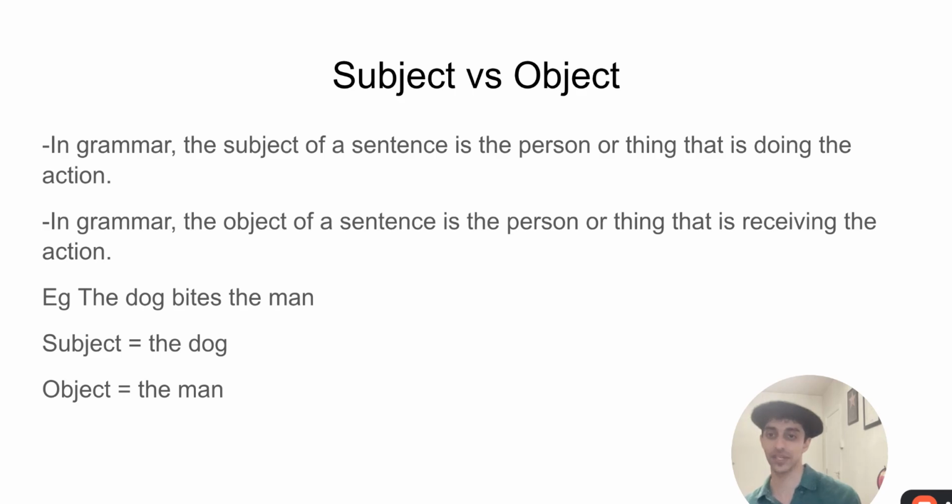In that sentence, you can clearly see that the subject is the dog because the dog is the one doing the action. The dog is the one doing the biting. And the object, therefore, is the man because the man is receiving the action. The action or the biting is being done to the man. So these are important concepts to clarify before we talk about direct object and indirect object pronouns.